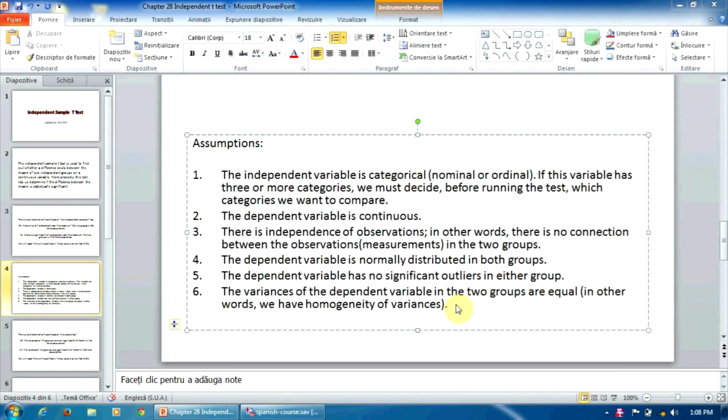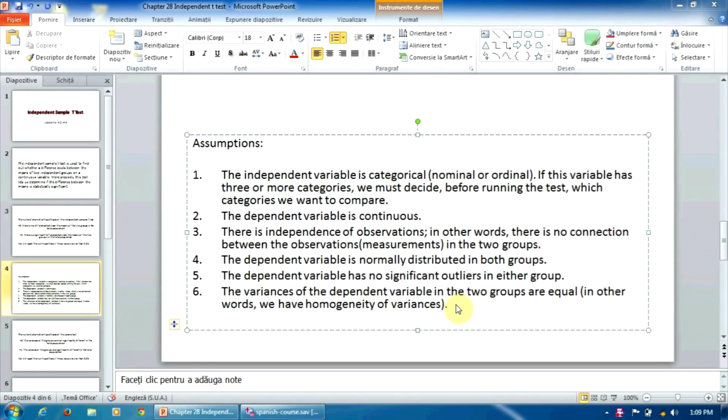The assumptions we must check before running an independent sample t-test are the following. The independent variable is categorical, either nominal or ordinal. If this variable has 3 or more categories, we must decide before running the test which categories we want to compare, because the t-test only compares 2 categories. The dependent variable is continuous.